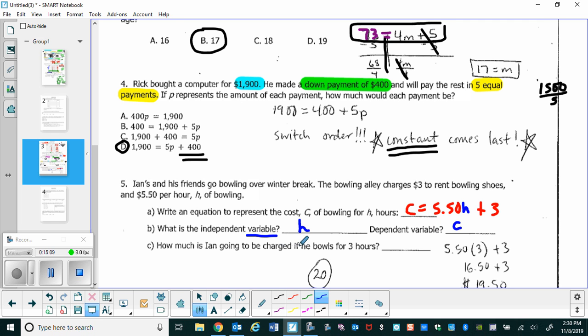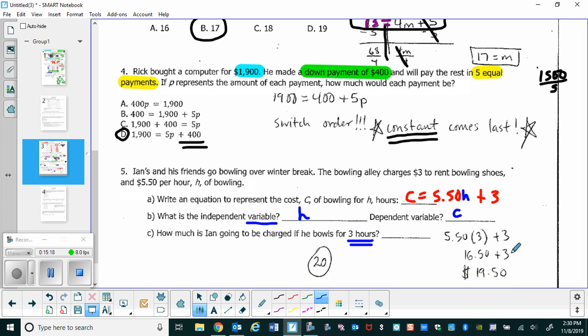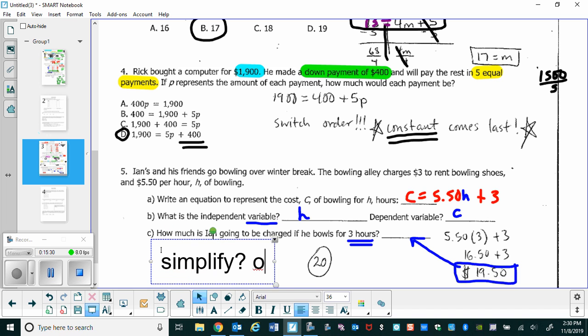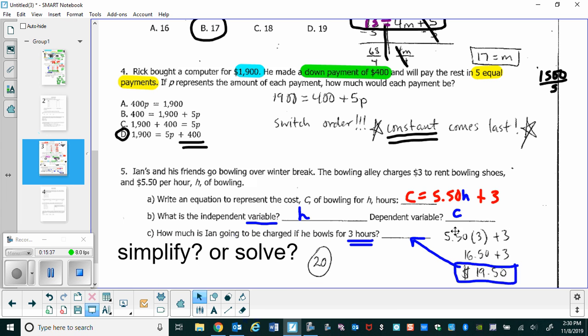Now, if Ian's going bowling for 3 hours, the 3 hours times $5.50 would be $16.50, but then to rent the shoes would be an additional $3. So for this answer here, we're going to get $19.50, okay? Now I want to ask you guys right here for part C, are we simplifying or solving? Did we simplify or solve in part C? In part C, all we did was take our expression and find the total. So in part C, we simplified.